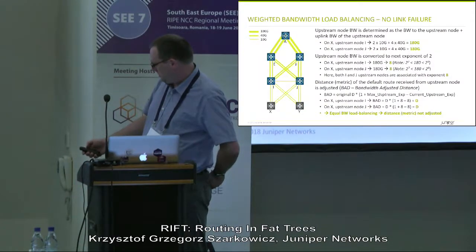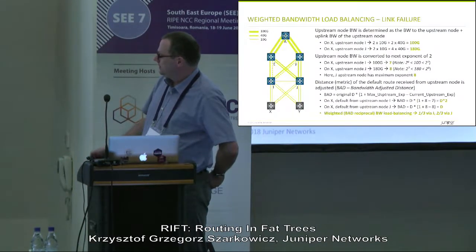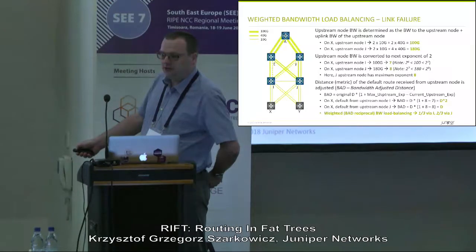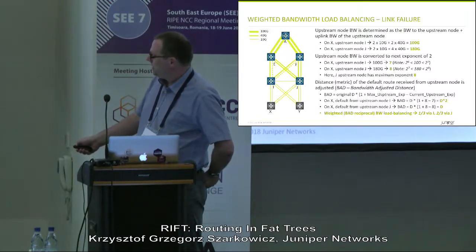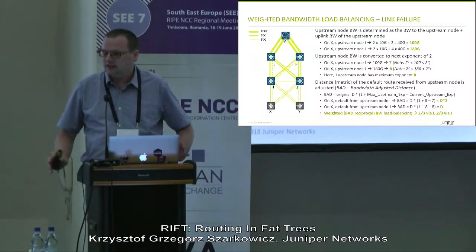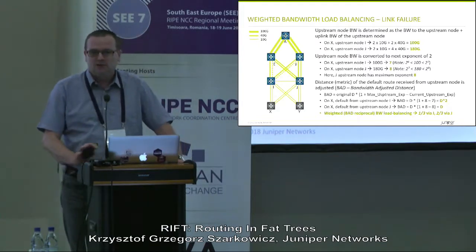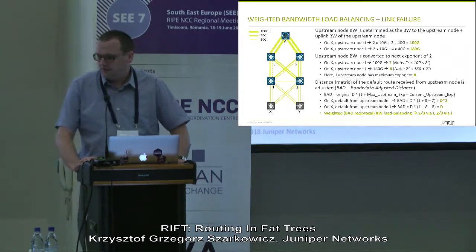Load balancing is based on this metric, so it's the reciprocal of this metric. So basically over I I send 1/3 of my traffic, and over J I send 2/3 of my traffic. So it's again automatically done without any traffic engineering or something like that.